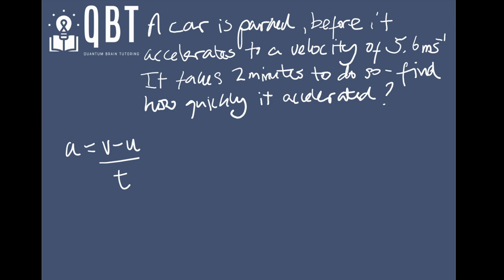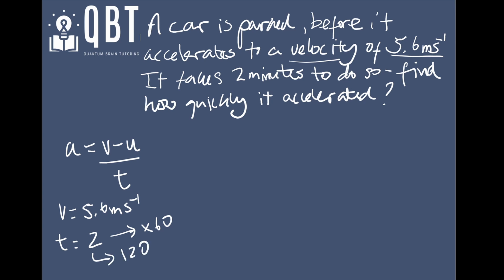Every time we have a question like this, the first thing that we do is write down the information that we have. Well, what information do we have? We know that the final velocity is 5.6 meters per second, so V is equal to 5.6 meters per second. And we know the time is equal to 2 minutes. But we need to convert that to seconds. Because there's 60 seconds in 1 minute, we can multiply this by 60, and that converts it to 120 seconds. Remember, we're always doing things in standardized units.